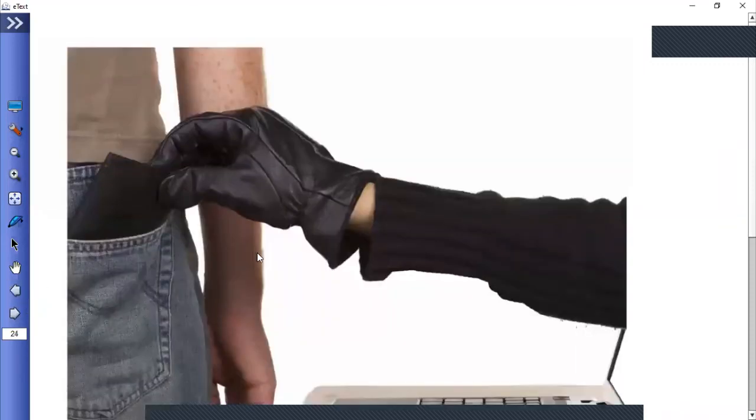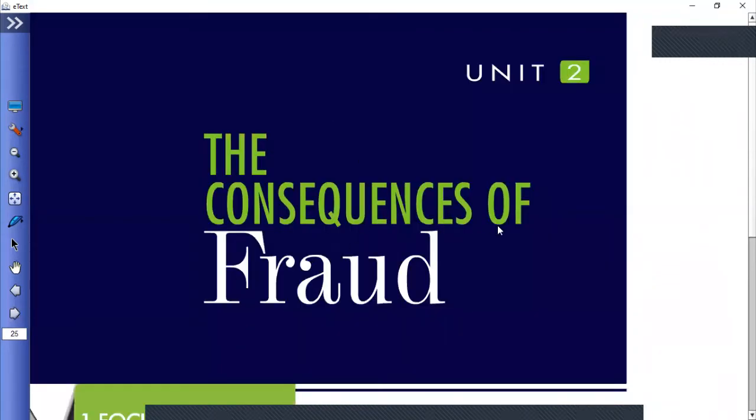Here we see the picture of someone stealing personal stuff. This is like a wallet, so there's a lot of identification in there, and this guy uses a glove probably because he doesn't want his fingerprints on his hands, to keep his identity a secret. Yeah, so the consequences of fraud.